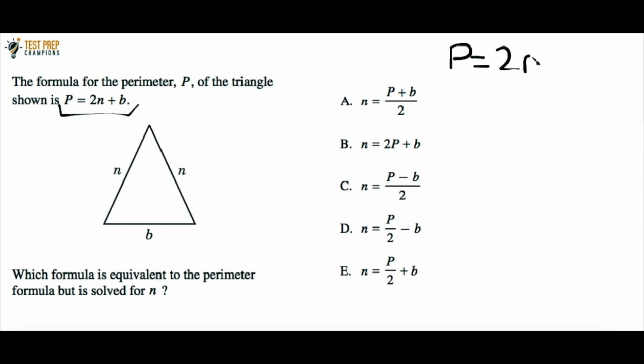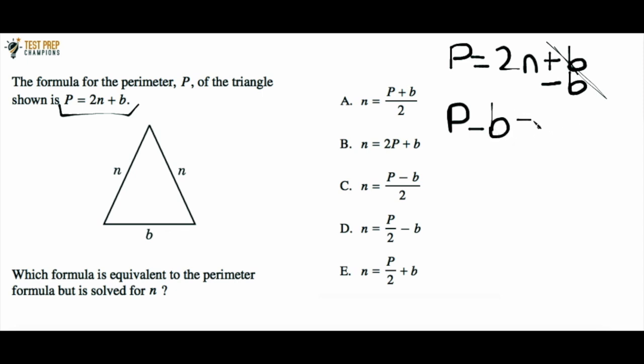So the first thing we can do, since we've got 2n plus b, is get rid of this b. What is the opposite operation of addition? The opposite operation of addition is subtraction. So if I subtract b, the b's are going to cancel out, and on the right-hand side of my equation, I'll just have 2n. But whatever I do to one side, I also have to do to the other. So I have to do p minus b, all right?